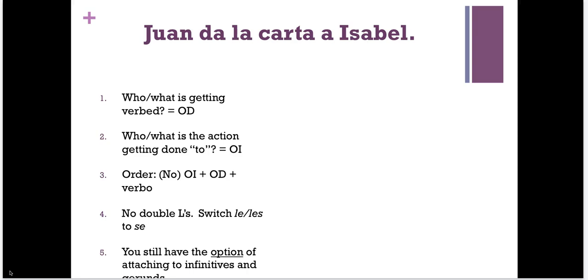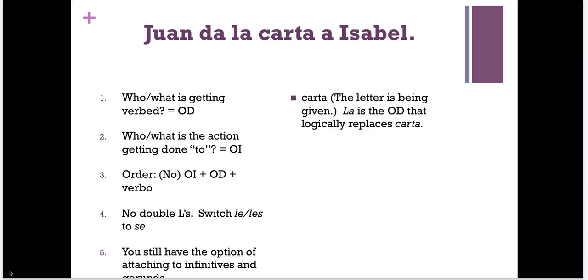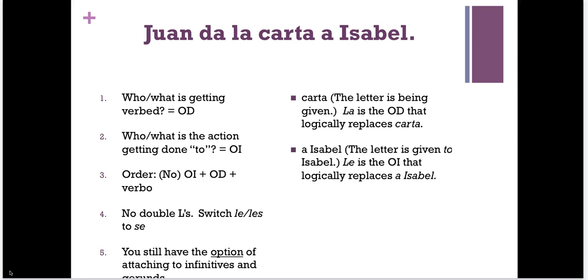Let's start to break it down. Número 1, who or what is getting verbed in this sentence? Well, the verb is da, give. Who or what is getting given? La carta, the letter is being given. So when you think about your list of direct object pronouns, la is the one that would logically replace la carta. So the next question, who or what is the action getting done to in this sentence? Well, the giving of the letter is being given to Isabel. When you look at your list of indirect object pronouns, le is the one that would logically replace Isabel.